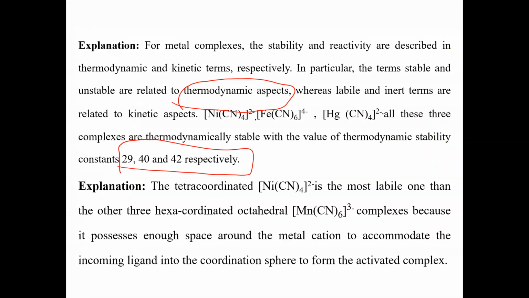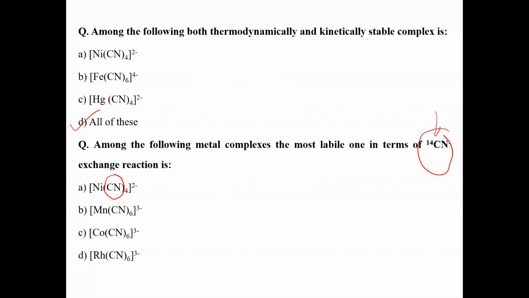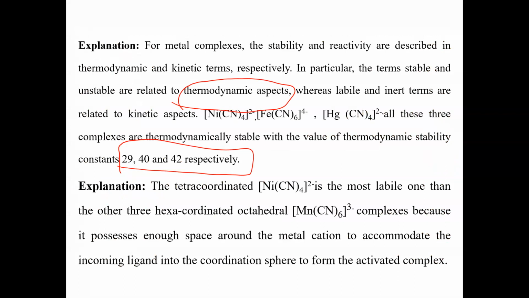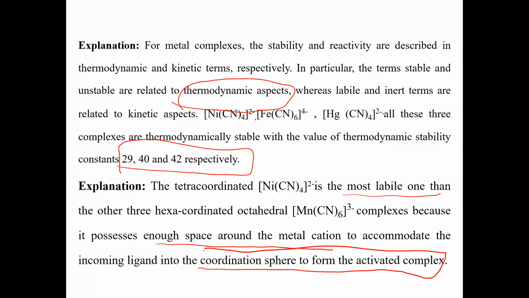Okay, and about the second one, I have already given the information that this tetrahedral complex is more labile, because it already has enough space to accommodate the incoming ligands. So the tetra-coordinated complex is the most labile one compared to the others, because it possesses enough space around the metal cation to accommodate the incoming ligand into the coordination sphere to form the activated complex. Okay, clear? Right.